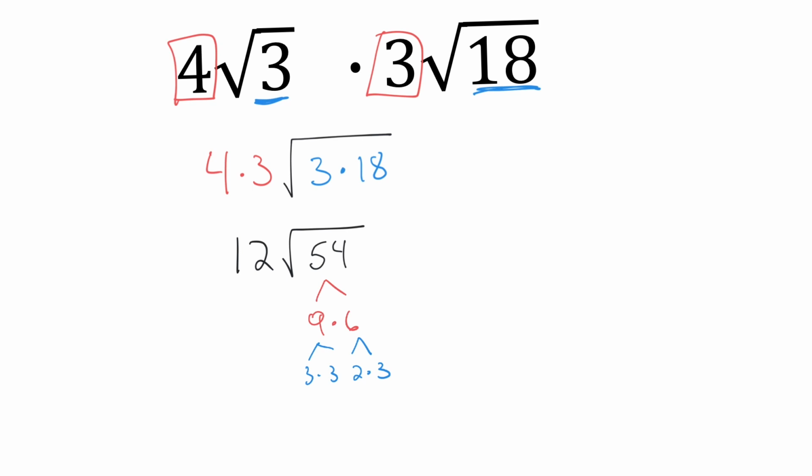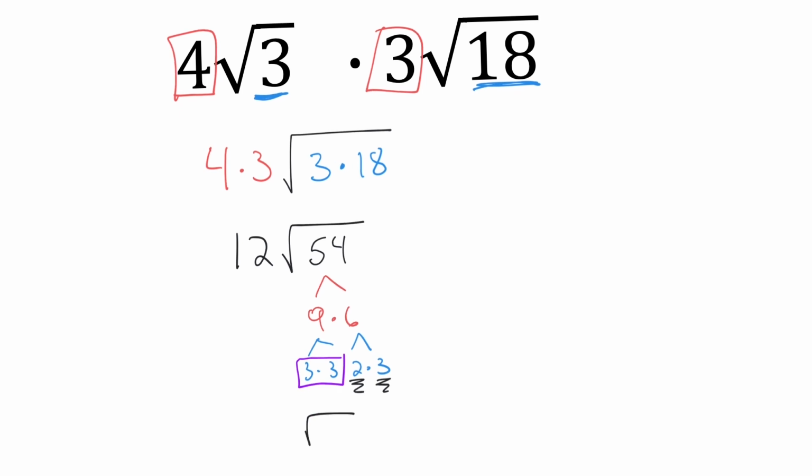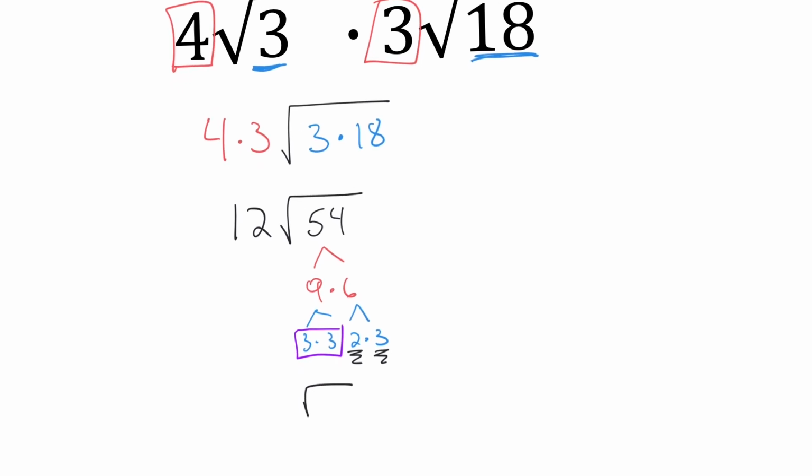I can make a pair, so I do have one pair of 3's, and I cannot make a pair with the 2 here, and this 3 here cannot have a pair. We don't have another 3 to make a pair with that number. So my radical, I'm going to keep it here, is going to be with the 12. Make sure you bring it down.